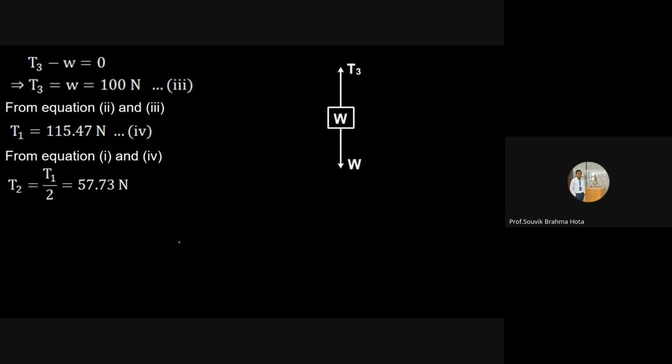After that, T3 minus W is equal to 0, T3 is equal to W, that is 100 Newton. From equations 2 and 3, you get T1 is equal to 115.47 Newton, and that is equation 4. Equations 1 and 4 will give you T2 is equal to T1 by 2. So T2 is equal to 57.73 Newton.